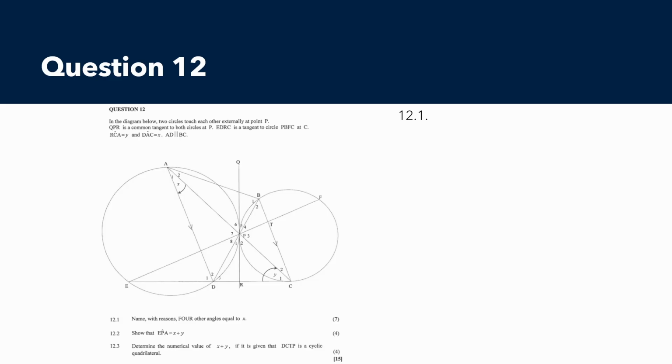Angle RCA is equal to Y and angle DAC is equal to X. AD is parallel to BC. 12.1. Name with reasons 4 other angles equal to X.